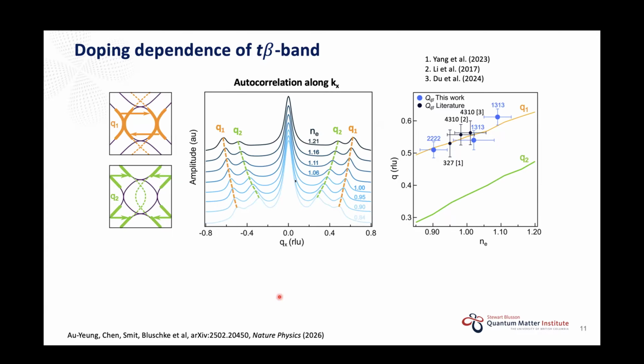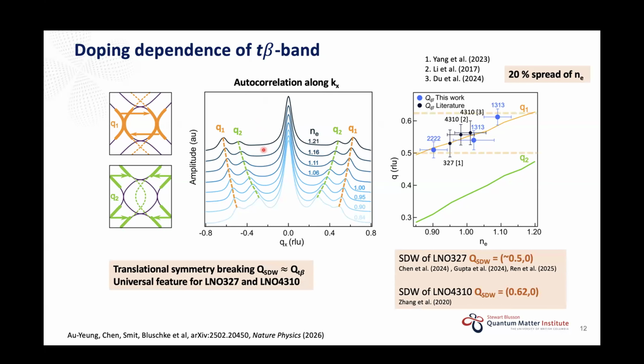So can I follow up on this, Pinching? Yeah, sure. So irrespective of whether the density wave is driven by nesting or by some other mechanism, if the wave vector matches, then you should see some feature, which is what you emphasize. But is there some gap-like feature in the 327, the 2222 and the 1313? Yes.